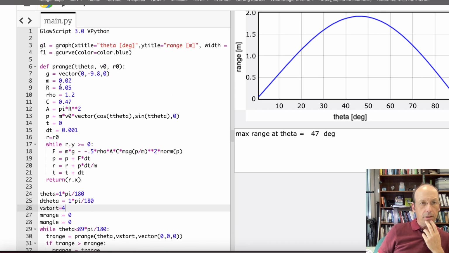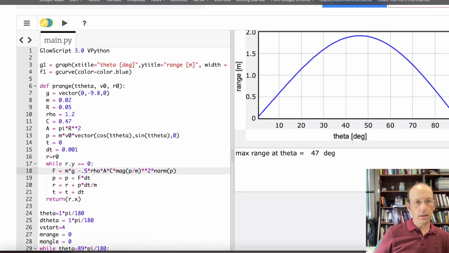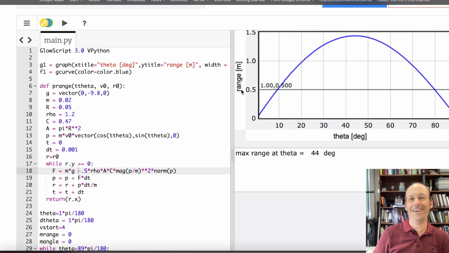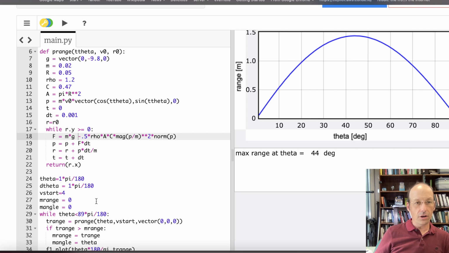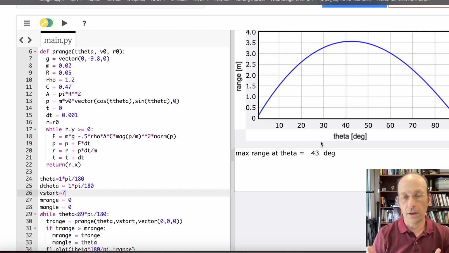Let's try it at super high velocity. Well, let's try this. Oh, minus minus. Is that why? Yeah. Wow. Okay, so let me put this back down here. The V start is 7, and the max range is 43. Okay, it's working the way I expect.